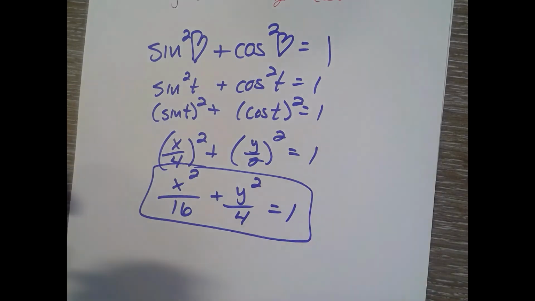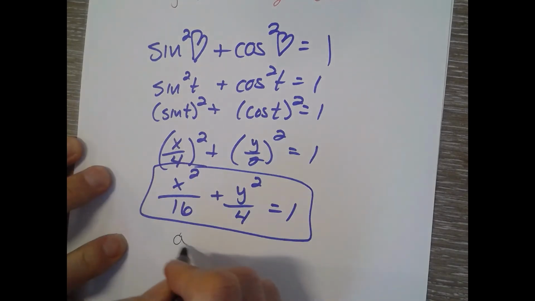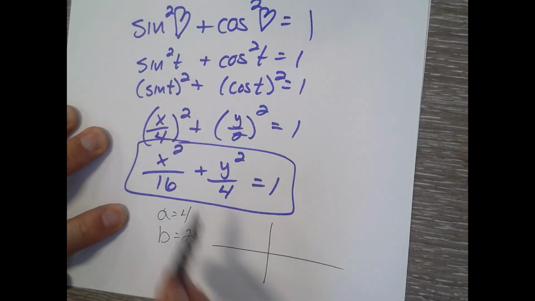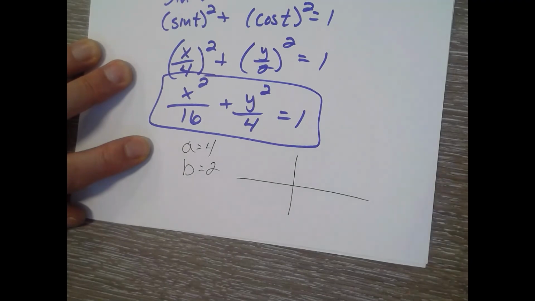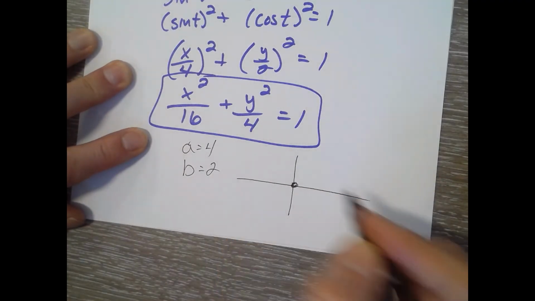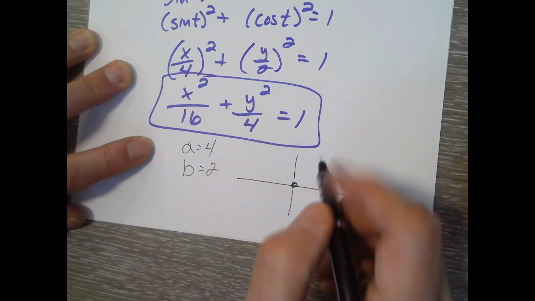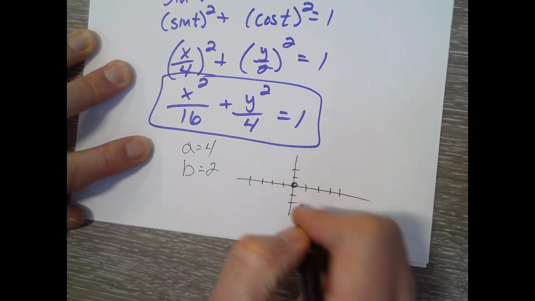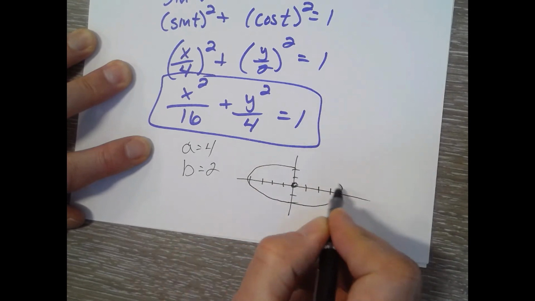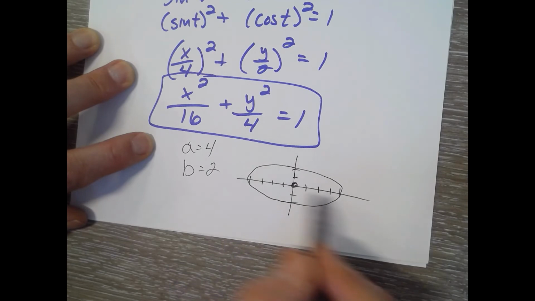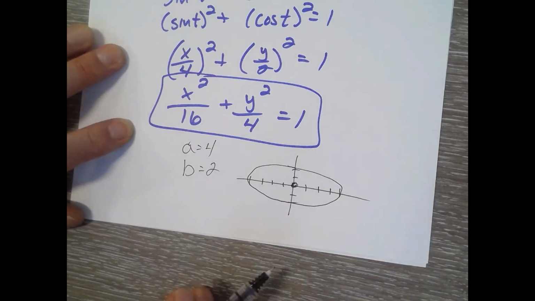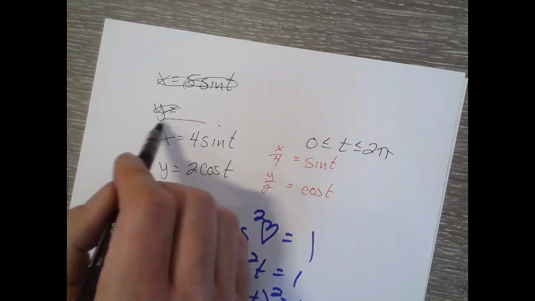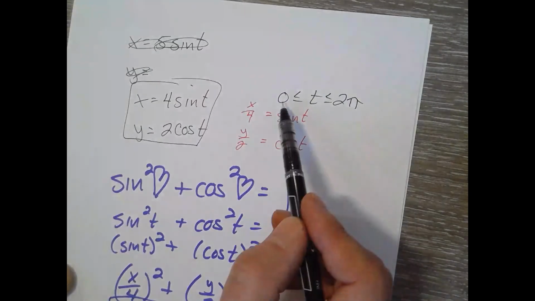What's my A? 4. A is 4. My B is 2. So I'll make my little sketch here. Center is right there. So from the center, right 4, left 4, up 2, down 2. I have my ellipse with a major axis of 8 and minor axis of 4. So this parametric equation will give us an ellipse. Now we want to go from 0 to 2 pi.